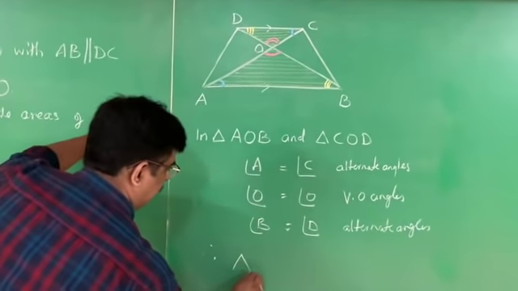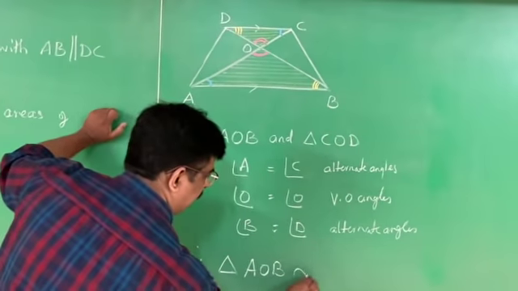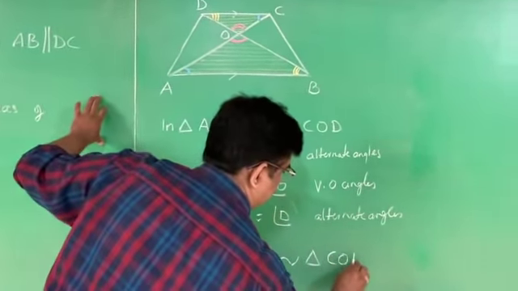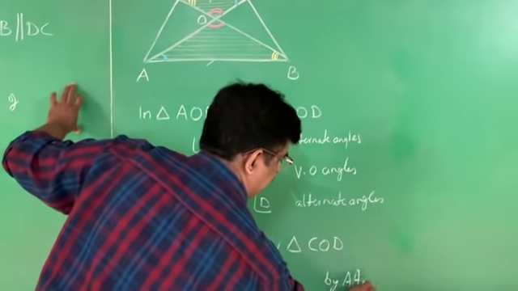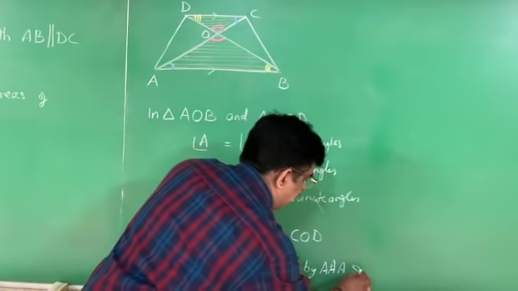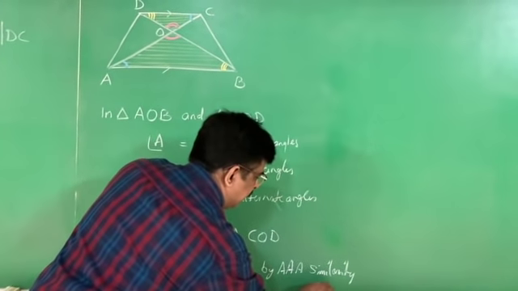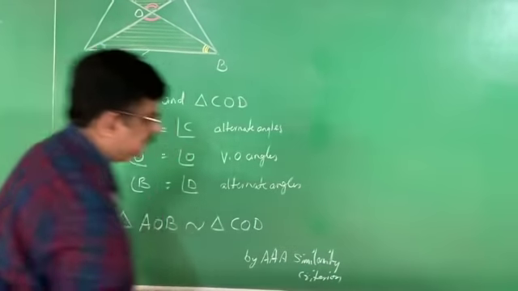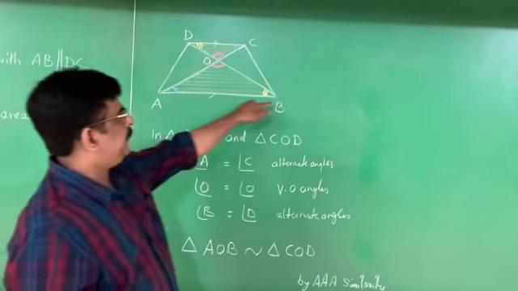Therefore, triangle AOB is similar to triangle COD by AAA similarity criterion. Three angles are mentioned, therefore AAA. AAA similarity. Nothing I did. Only thing is the trapezium you have to write.